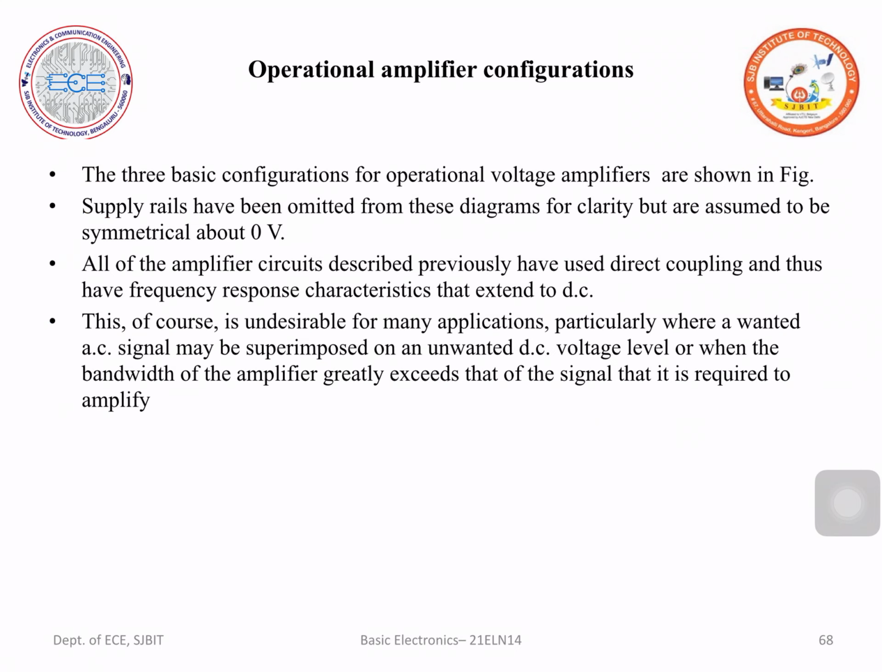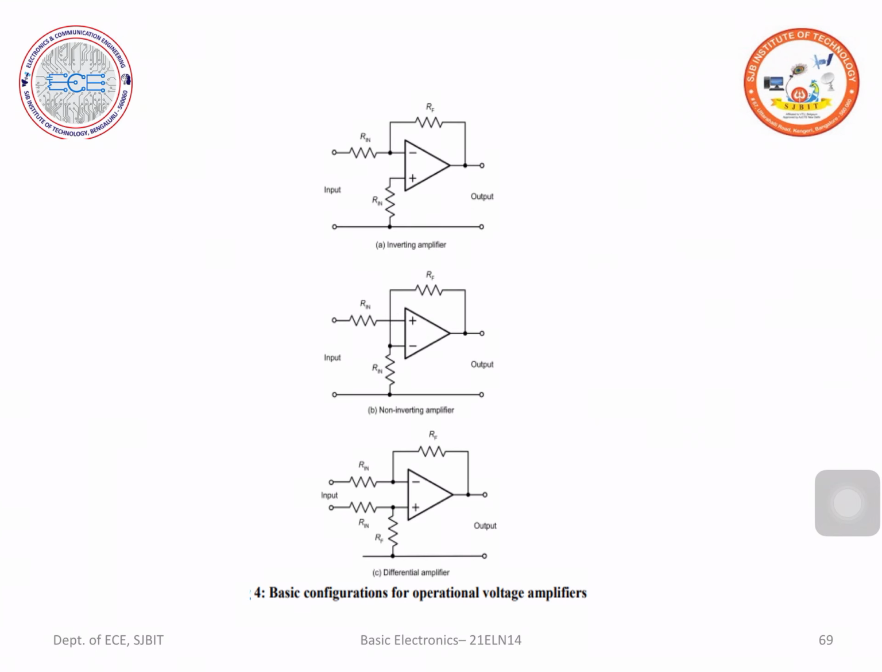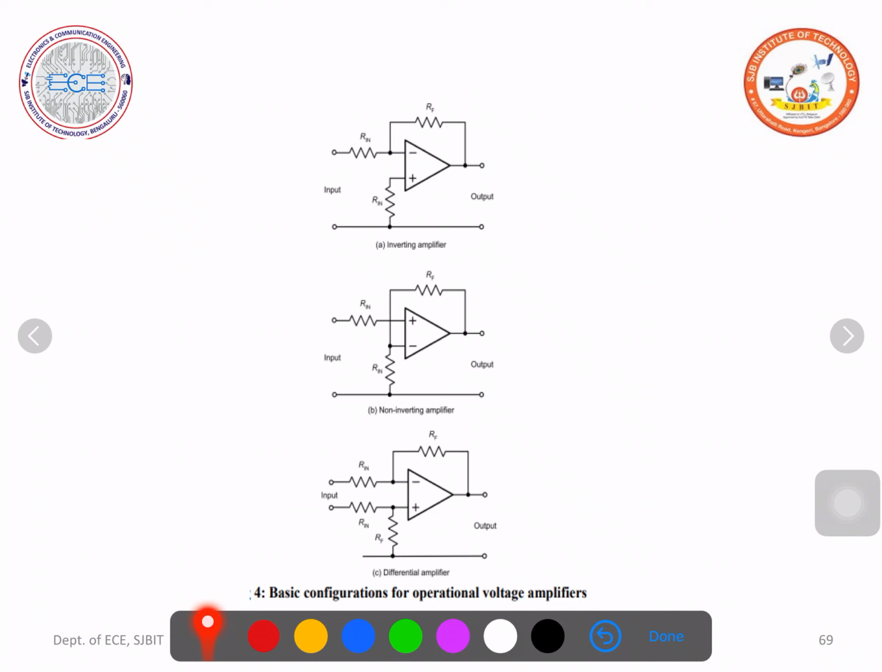In this video, initially let us see the configurations of operational amplifier. There are three basic configurations for operational voltage amplifiers. The first one is the inverting amplifier. The name itself says the input is applied to the inverting input terminal. The signal applied to the inverting input terminal will get amplified.